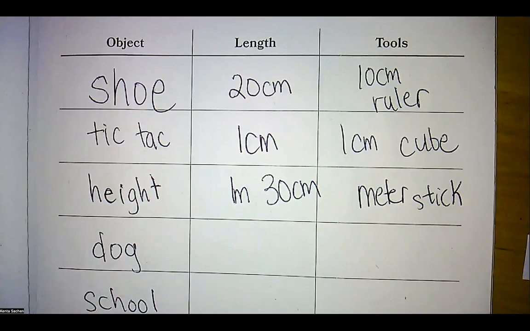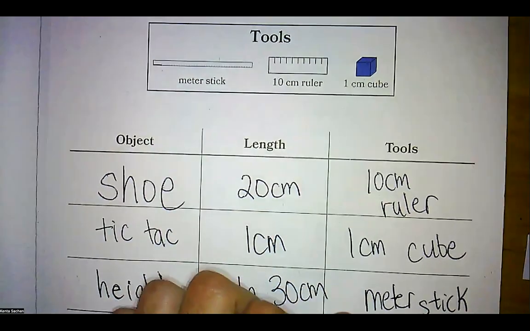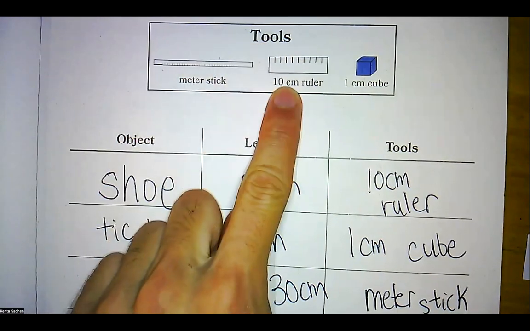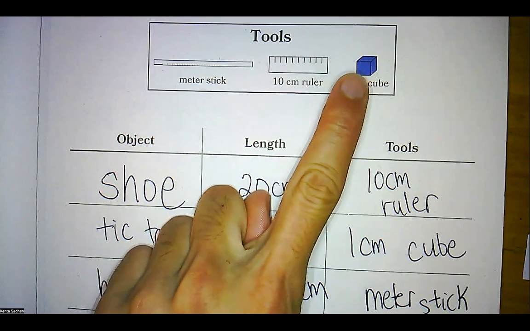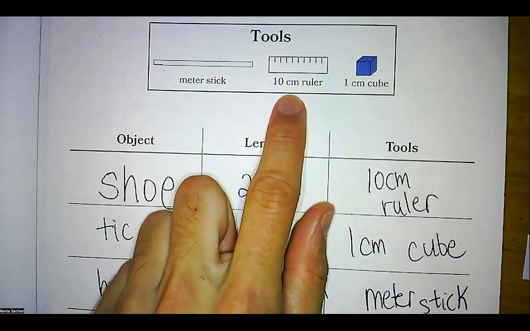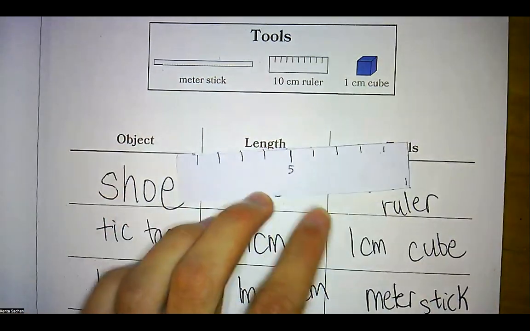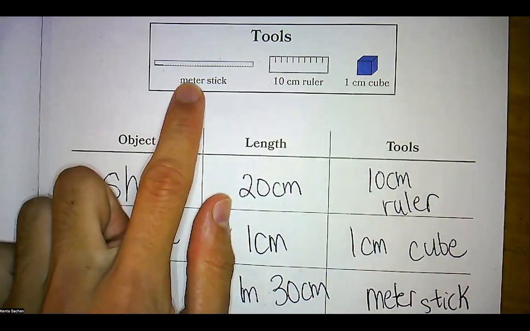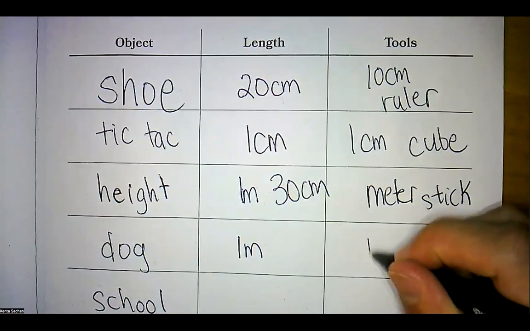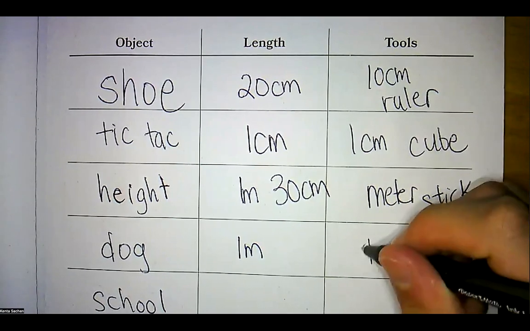Now, how about your dog? Which is the best tool to measure your dog? Okay, who thinks it's a meter stick? Who thinks it's a 10 centimeter ruler? Who thinks it's a centimeter cube? I think I saw some hands for both of these. If you have a Chihuahua or a really small dog, maybe you might use 2 or 3 of these 10 centimeter rulers. But I think for most of us, we have medium or bigger sized dogs, right? So your meter stick would be perfect.